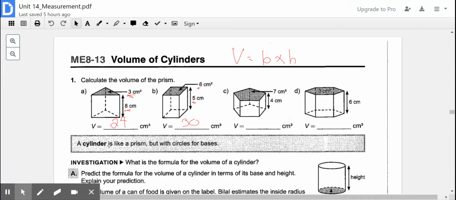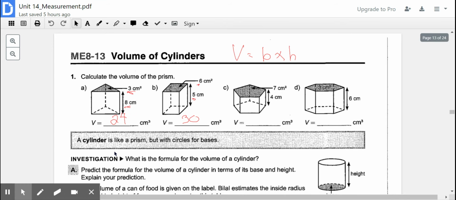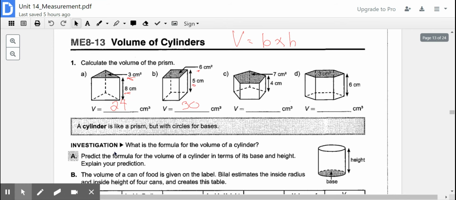Let's check out this gray box. A cylinder is like a prism, but with circles for bases. And we actually have a diagram of a cylinder here. We've got a circular base, and we have a height. So a cylinder then is a prism with a circular base.